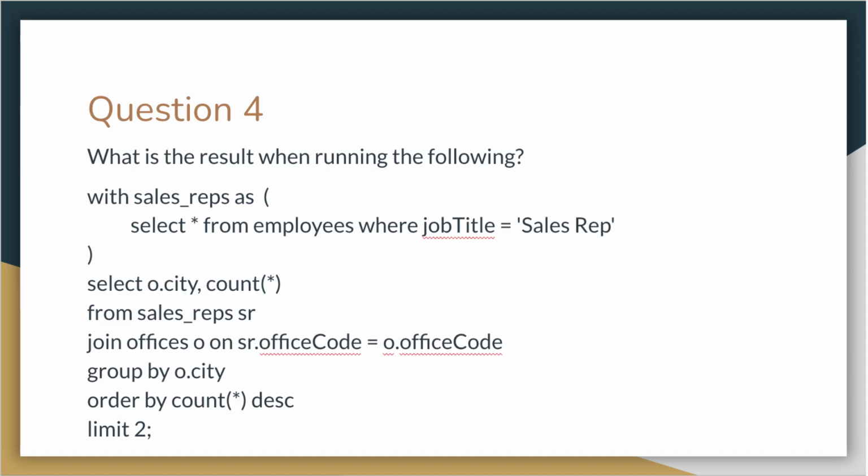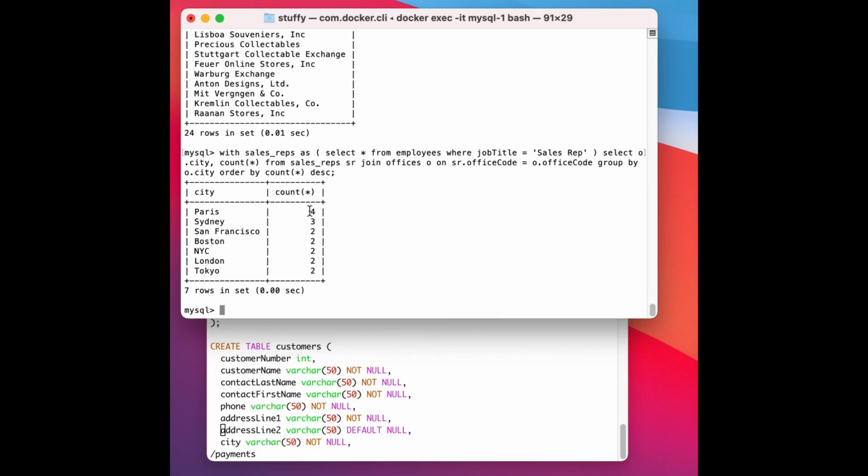And 24. Okay. So what is the result when running the following command? The idea is to look at the result, but this gives you an idea of how CTEs work. So that sales reps, that's a CTE. So we're going to take that query and we're going to run it, and we're going to see what it is and what does this actually mean? What does this represent? What is this query, right?